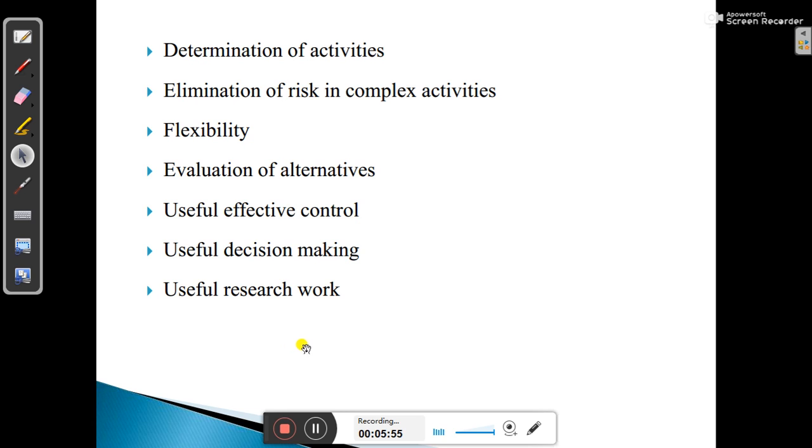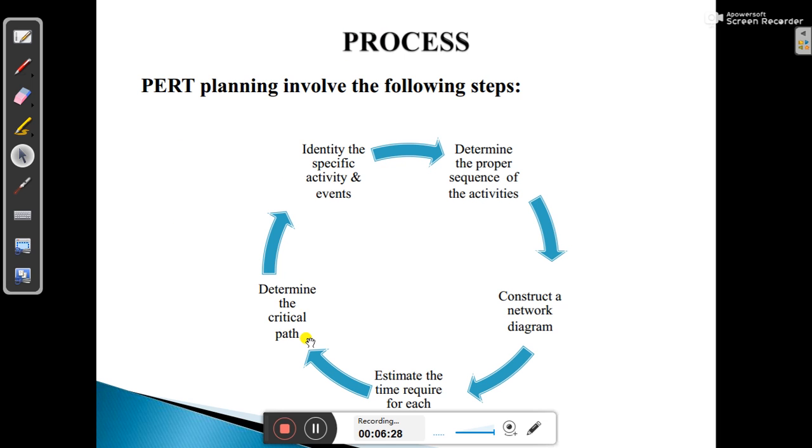Also, you can determine the activities, you can eliminate risk in the complex activities. It has flexibilities, evaluation of alternatives, you can find the alternative path or alternative evaluations. Useful effective control, you can control the whole diagram. Useful decision making, you can decide what to do in the next step because we have already designed the activity diagram. Or you have already designed the network diagram, then you can decide at what time you will do what. So decision making is useful and also useful in research work.